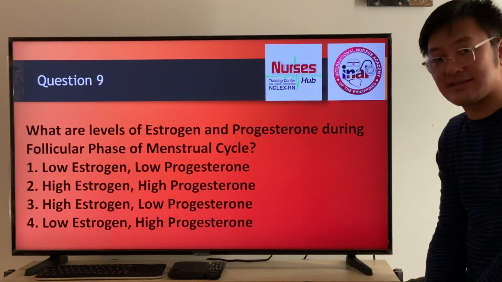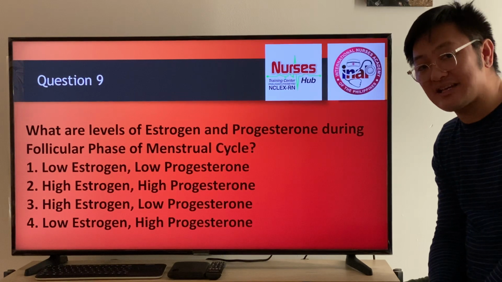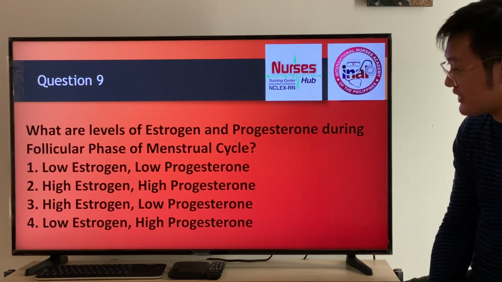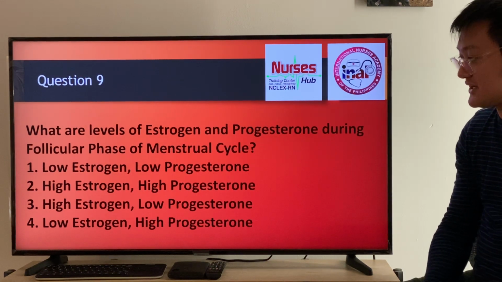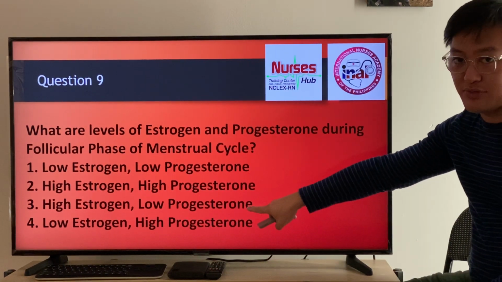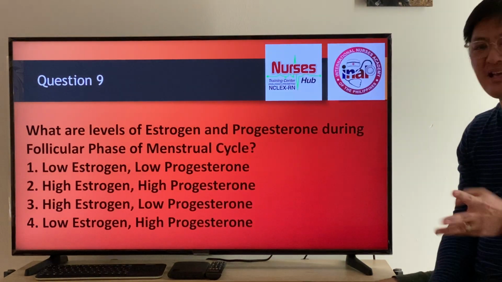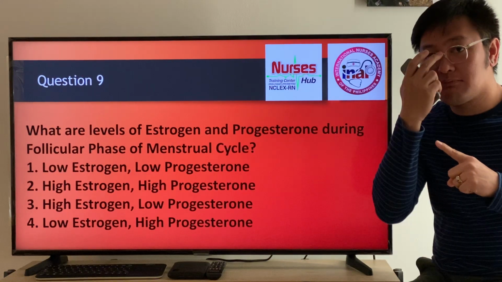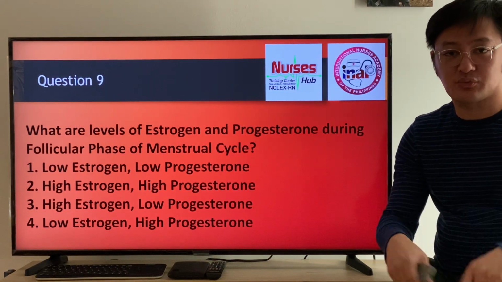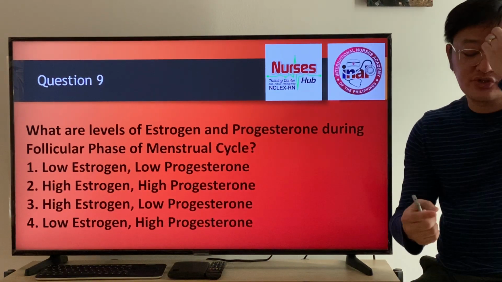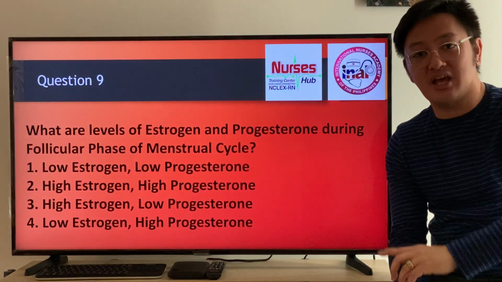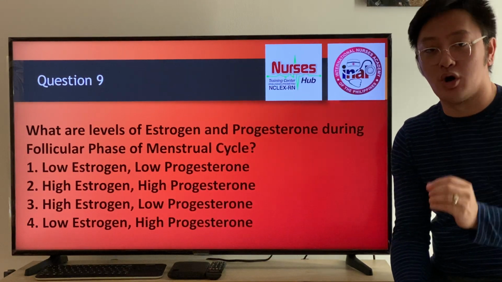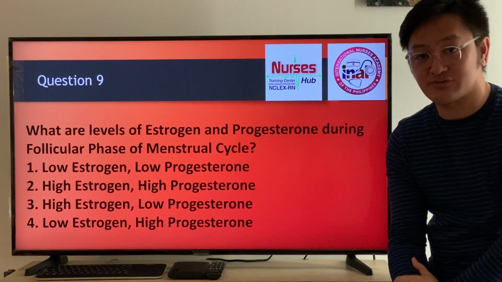In the follicular phase, it is expected that there is an increase in estrogen and a decrease in progesterone. So increase in estrogen, decrease in progesterone. The answer should have been number 3. So let's identify these 3 phases again. The first phase is your menstrual phase, the actual phase wherein you have your mens. Am I right? So in your menstrual phase, the levels of estrogen and progesterone are low. So again, in the menstrual phase, you will have low estrogen, low progesterone.